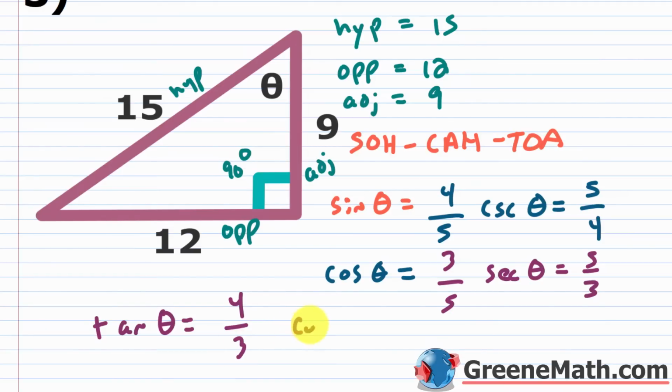And then for the cotangent of theta, I'm just going to take the reciprocal of this, so it will be 3/4, right? So in that case, it's the adjacent over the opposite.